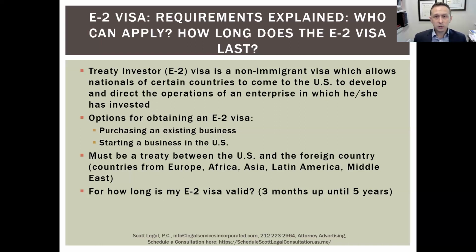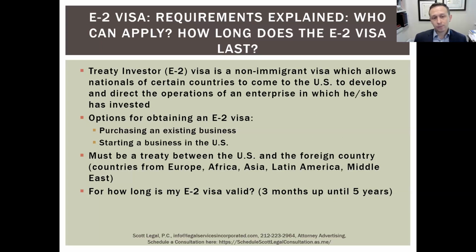For how long is my E-2 visa valid? This depends on what's called reciprocity. The US has reciprocity agreements with all of the E-2 treaty countries. And basically what that means is, if one side limits the length of the visa, the other side will limit the length. So the maximum period of time that an E-2 visa can be issued for is 5 years. The shortest amount of time is 3 months. And that really does depend on your country of nationality. So you can also find this by Googling it.